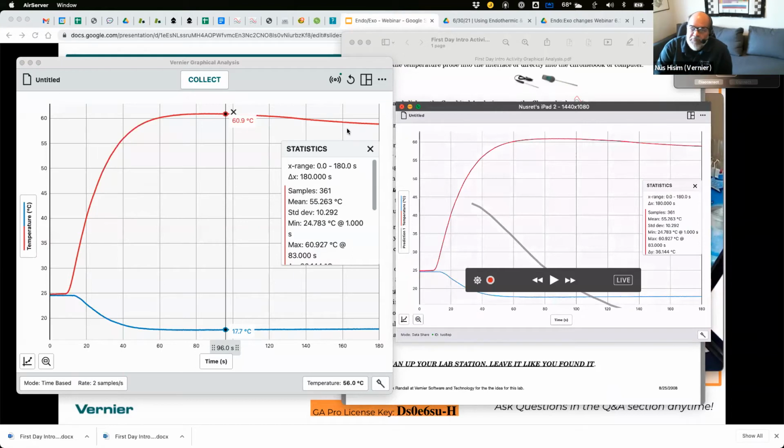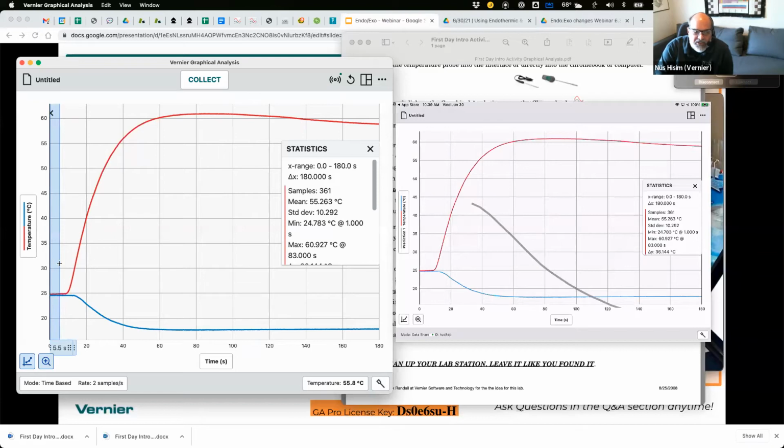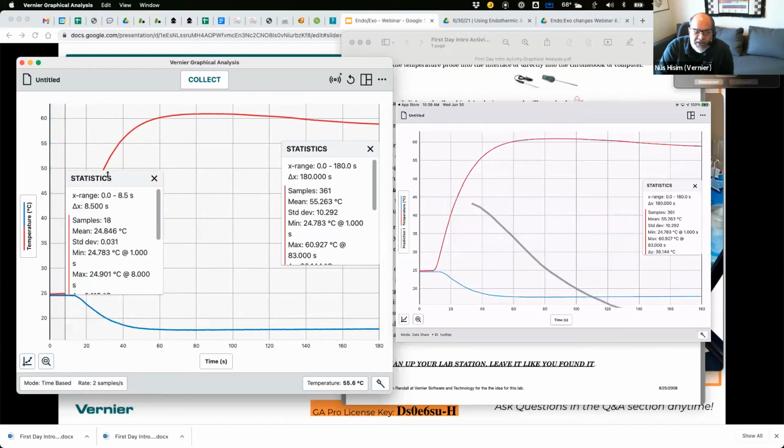If you are doing a different experiment, say you wanted to know what the average temperature was at the beginning, then what you might do is just highlight a little bit of it. You can actually grab these and slide them around. And then if you do the statistics on that, check it out. You can do more than one set of statistics at the same time. Isn't that cool? So this one on the right was all my data, but this one here is only looking at delta X equals 8.5 seconds.